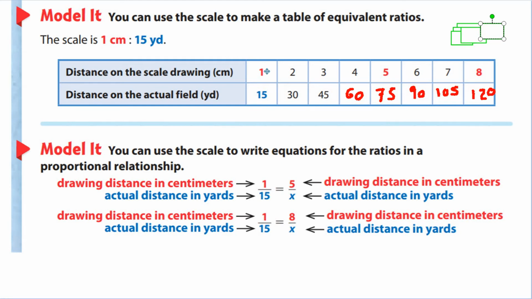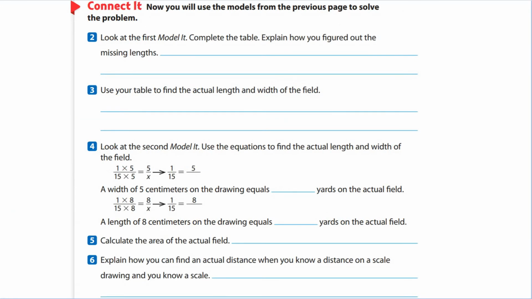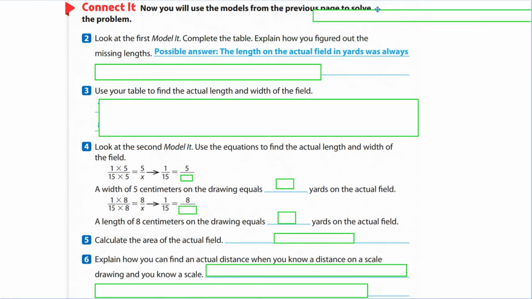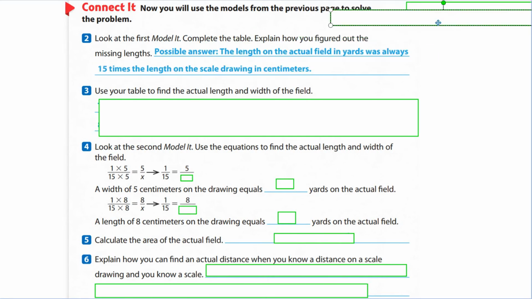All these are proportional. Okay? For every 1 centimeter, 15 yards. So the rate actually goes up by 15 for this table. It always goes up by 15. Okay? Looking back at the question, how you figured out the missing length? Well, one possible answer is the length of the actual field in yards was always 15 times the length of the scale drawing in centimeters. So it goes up by 15, 15, 15, etc.